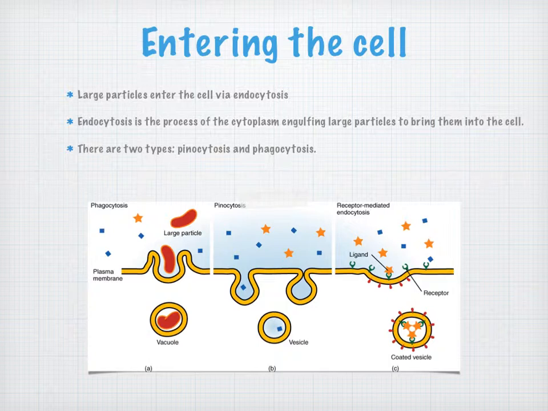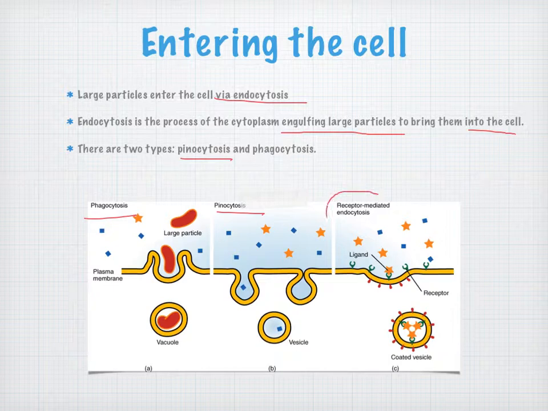And this is where large particles enter the cell via endocytosis. Endocytosis is a process of the cytoplasm that engulfs large particles and brings them into the cell. There are two types. There is pinocytosis, phagocytosis, and then we don't get much into this in grade 11, but we also have receptor mediation. But again, we have a large particle being engulfed and brought into the cell.